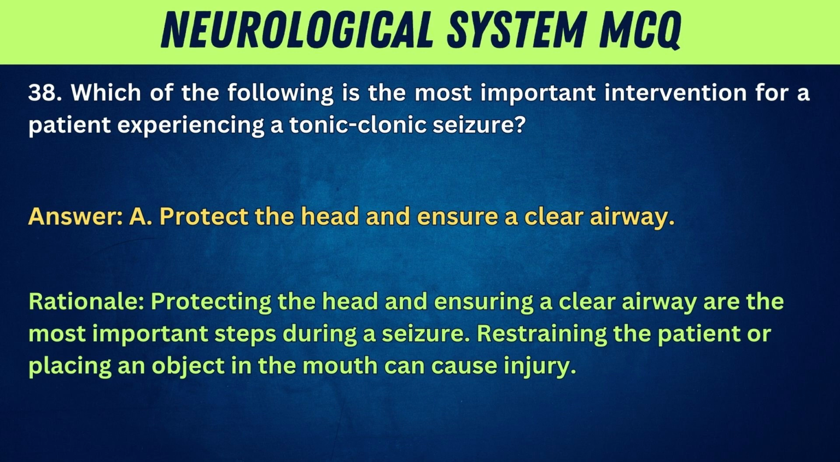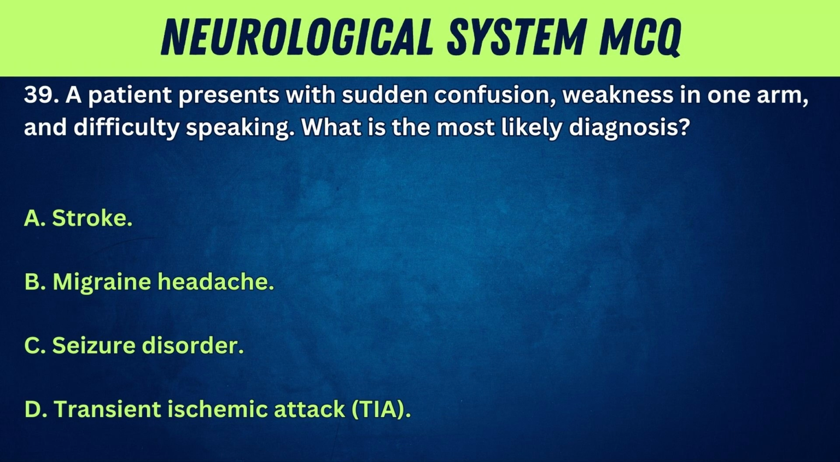Rationale: protecting the head and ensuring a clear airway are the most important steps during a seizure. Restraining the patient or placing an object in the mouth can cause injury. 39. A patient presents with sudden confusion, weakness in one arm, and difficulty speaking.